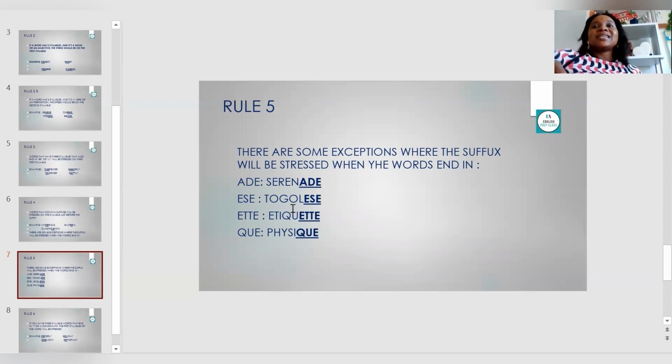This one is ESE, Japanese, Togolese, ease, that is where the stress is. We have things like etiquette, serviettes. So ETTE, that is where the stress is. So in case you're reading and you see something like serviette or etiquette, you have to put a bit of stress at the ending of that word. Here we have QUE, which is physique. The stress is there. You even know just by the way the word sounds that the stress will be on this one.